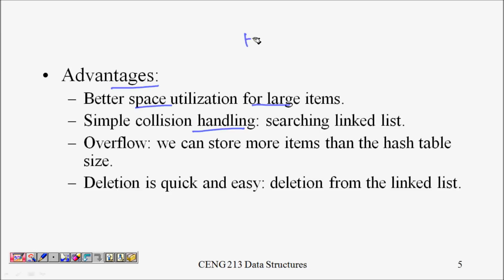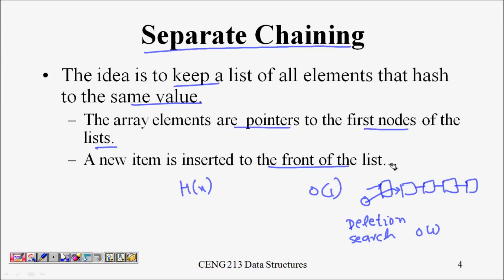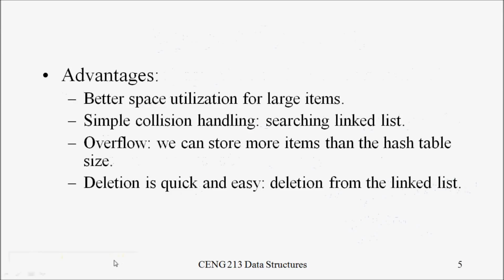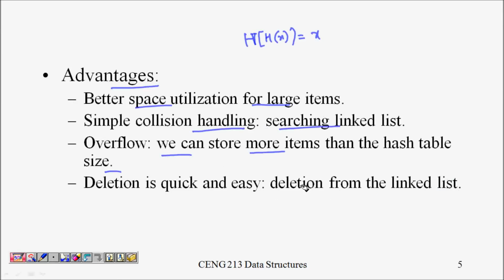If I was just doing that, say ht was the hash table and h of x is equal to x, it will overwrite it and I cannot have more than one item. So, simple collision handling: searching the linked list. Overflow: we can store more items than the hash table size, because now I can have the linked list there and store more. Deletion is quick and easy, deletion from the linked list.